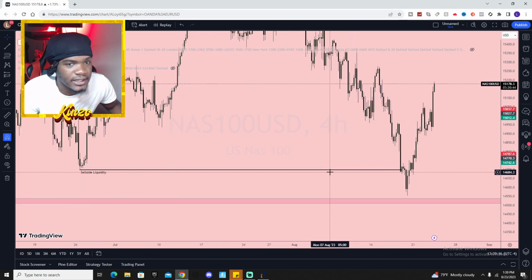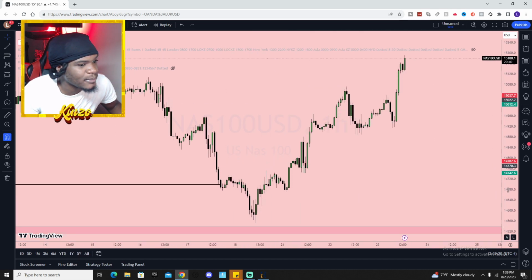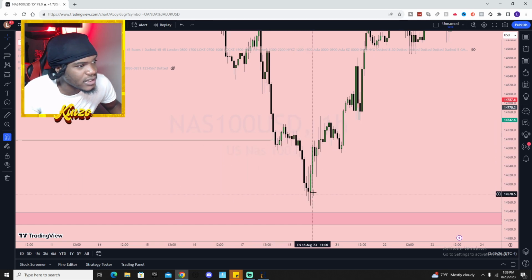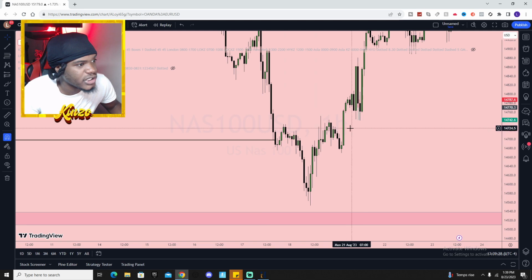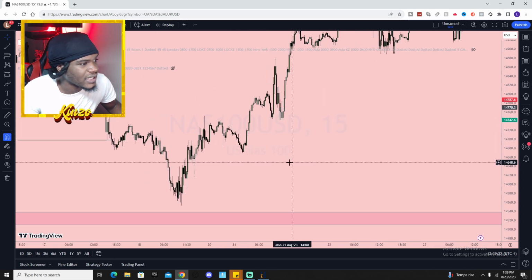That's what you want to see. So now when we see that, if we get some type of displacement out of that area, right? You see how we made this new low? We made the low right here, broke structure one more time, and then we ended up pushing up above this high. So let's go down to the 15 minute now, because I'm gonna show you how you could have got your entry.